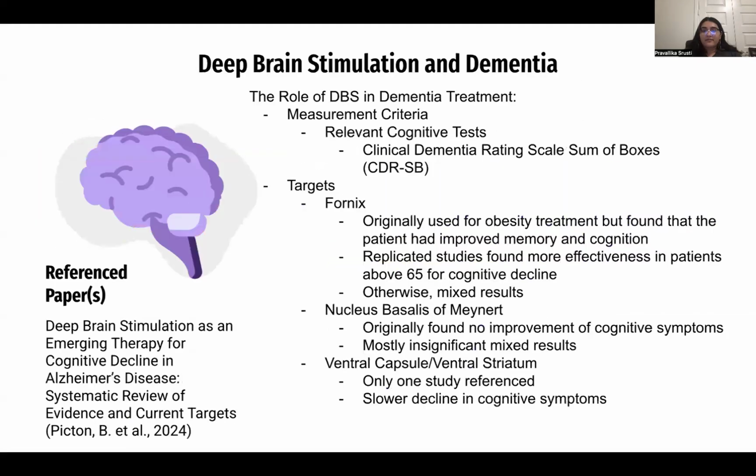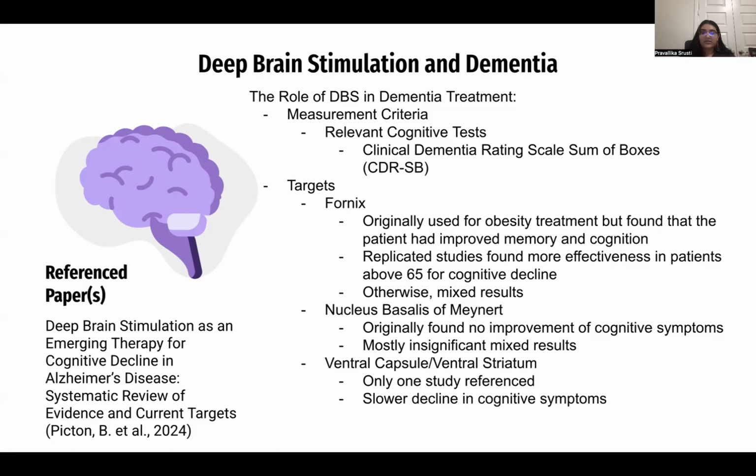And now looking at deep brain stimulation and dementia, since we're looking at the treatment of dementia, I want to first explain how the treatment is measured. In this case, the measurement criteria is going to be certain cognitive tests. And the one that I especially wanted to point out is the Clinical Dementia Rating Scale Sum of Boxes, which is the test that, for a lot of the significant findings, has been the one with the change.